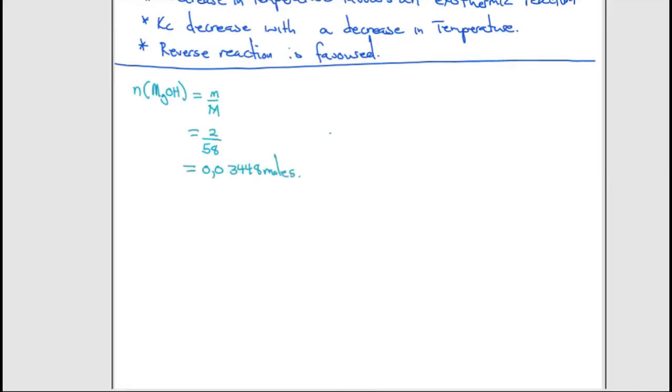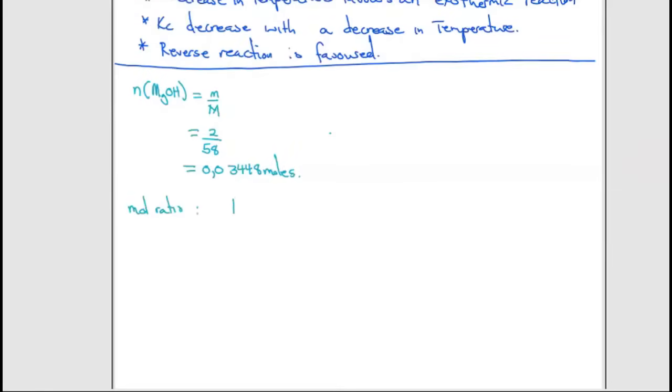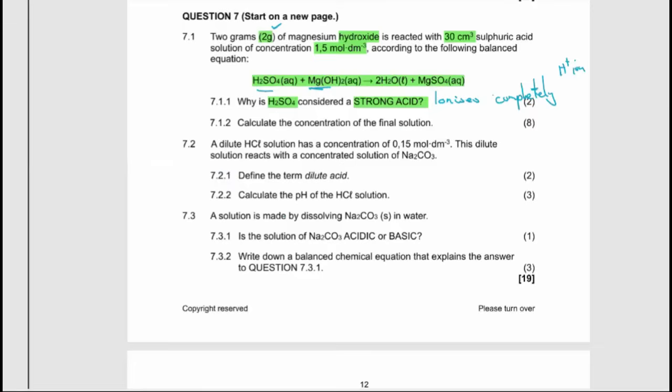After that, I'm going to use the mole ratio between H2SO4 and magnesium hydroxide. According to the balanced equation, we can see it's 1 is to 1.